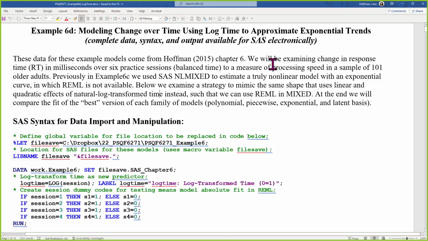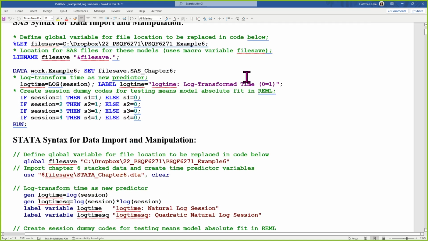So this is example 6D, using the same data. These models are not in my textbook, so this is bonus material relative to what that offers. It is going in the revision, though. In terms of the data prep, the only new piece is creating a logged version of time.